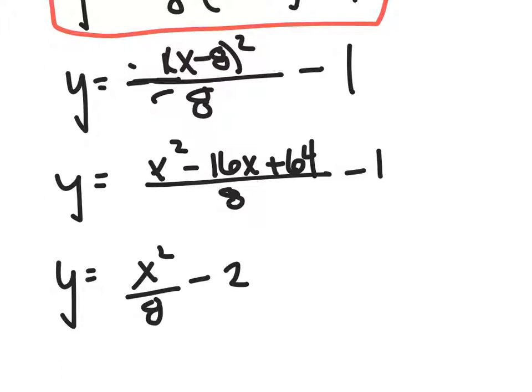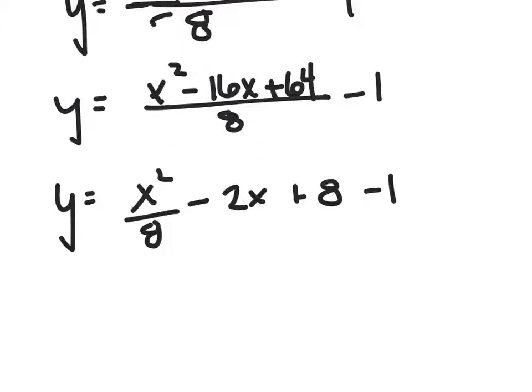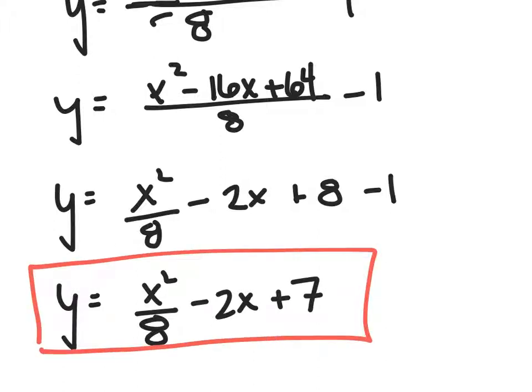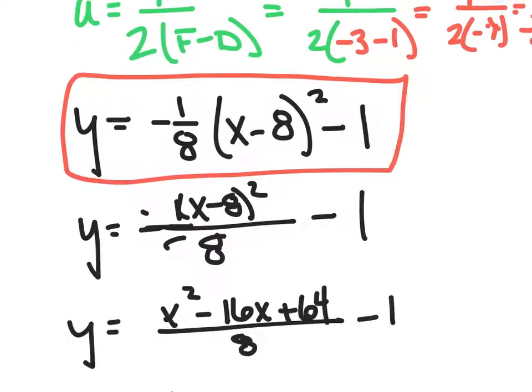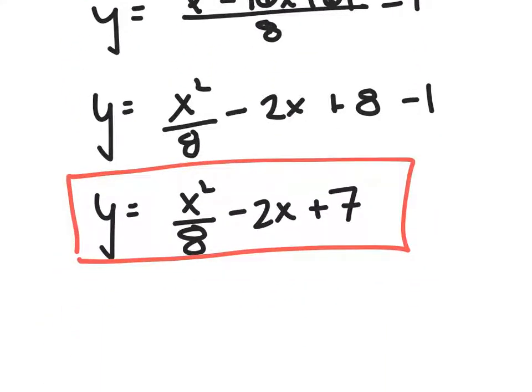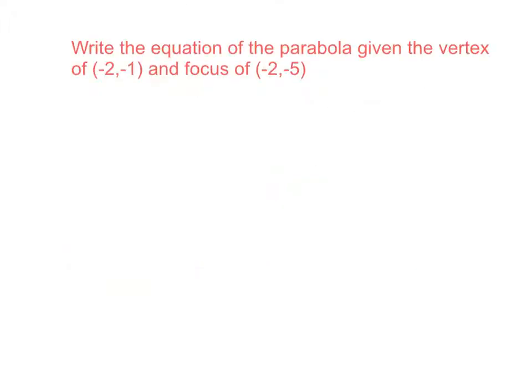Minus 16 divided by 8 is 2x plus 8 minus 1. So they could write it out like this and say it's x squared over 8 minus 2x plus 7 would be another solution. I guess I shouldn't say another. It would be the same answer, but just written in a different way. Okay, so there's lots of ways they can get tricky with you on the multiple choice, but in essence, it's all the same thing. All right, last one we're going to practice tonight.